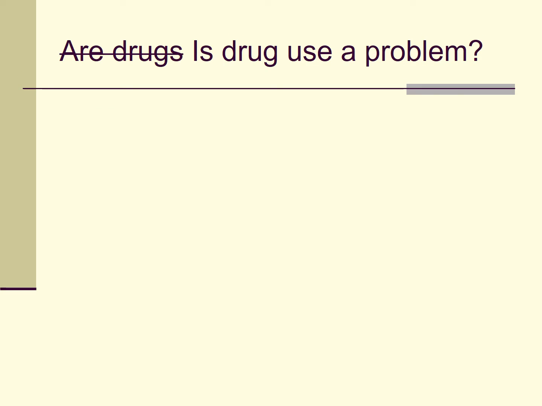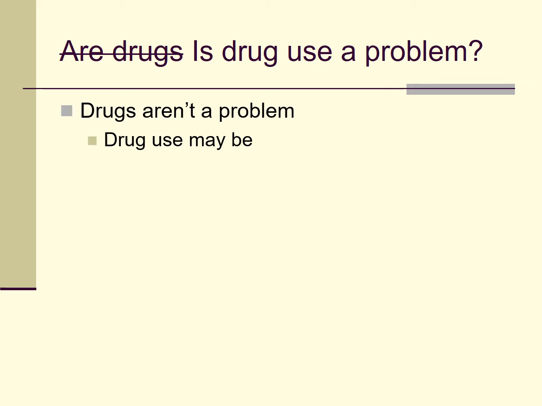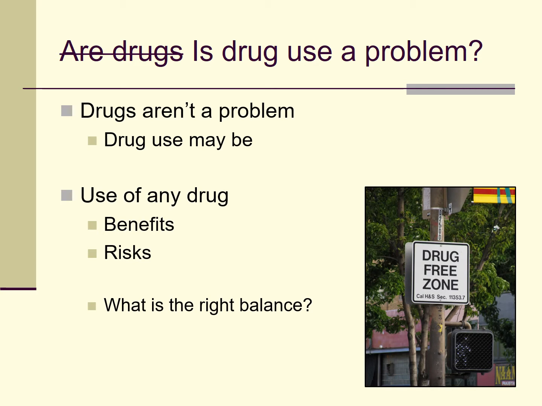And the way in which the question is maybe a little bit silly is that, of course, drugs aren't a problem. Any drug, whether it's heroin or marijuana or alcohol or nicotine in cigarettes, by themselves, sitting on a table, do no harm to no one, or at least very little harm to anyone. Drug use, on the other hand, may be a problem because drug use by people can be associated, as we've discussed a little bit before, with both benefits and risks.